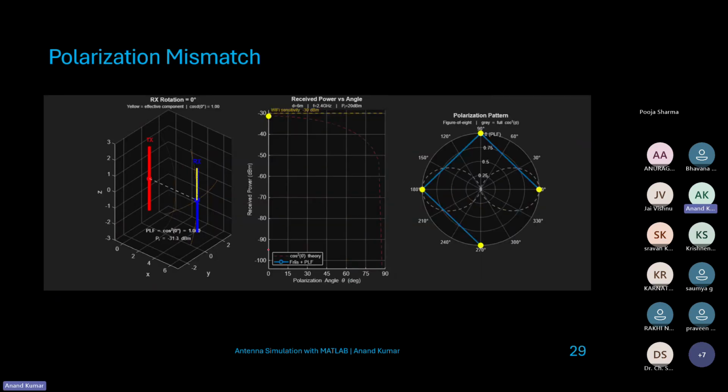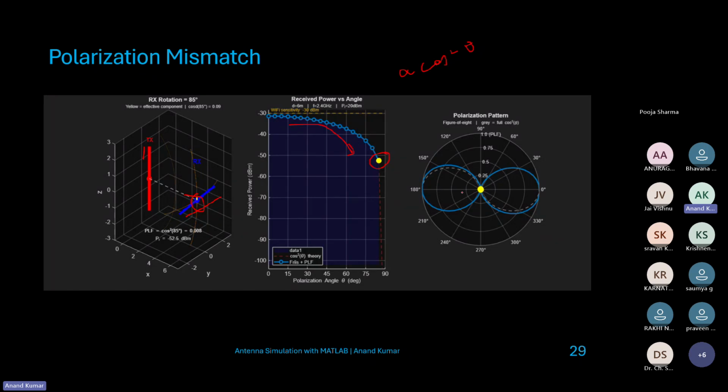The next is the polarization. So your red dipole is your transmitter, blue dipole is your receiver, and the yellow line is the cos component in the expression. So it is dependent upon the cos square theta. So let's play this. The cos component becomes very small when the antenna is rotated to 90 degrees, and hence the received power drops significantly as cos square.